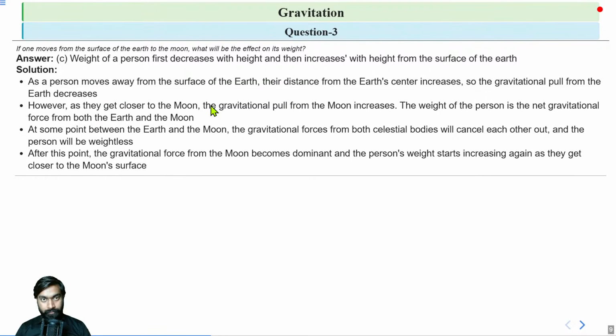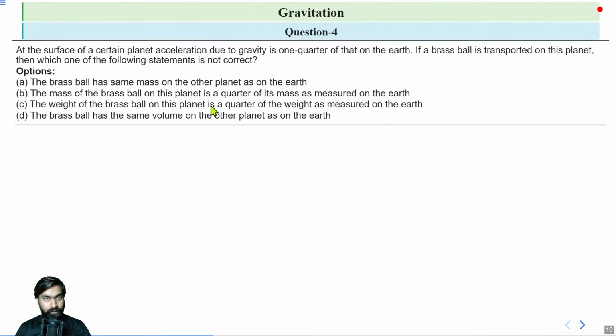So first it decreases with height, then increases. Next one: at the surface of a certain planet, acceleration due to gravity is 1/4 of that on the earth. If a brass ball is transported to this planet, then which of the following statements is not correct?